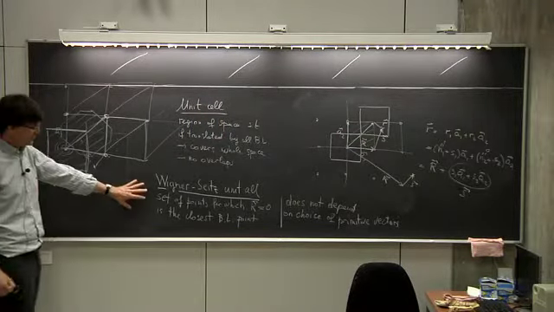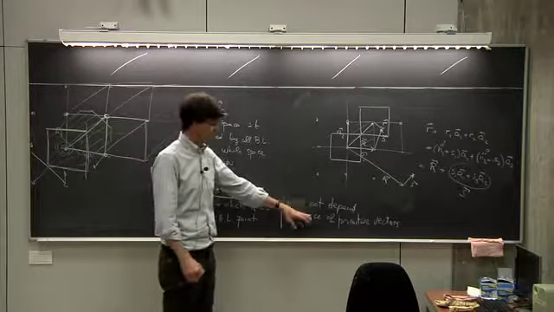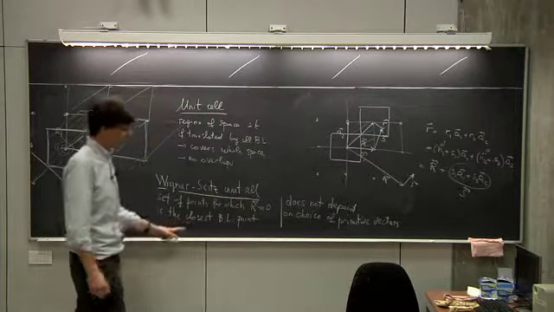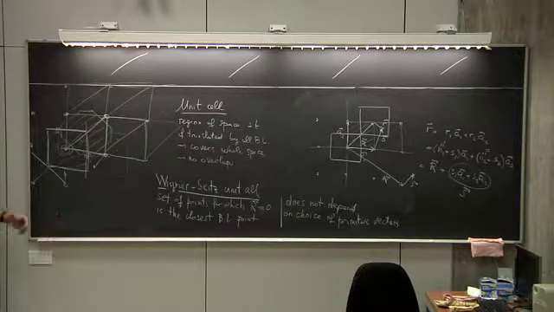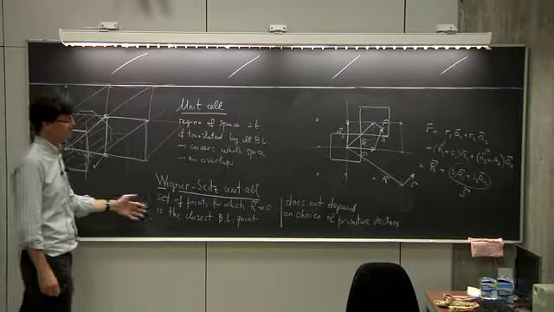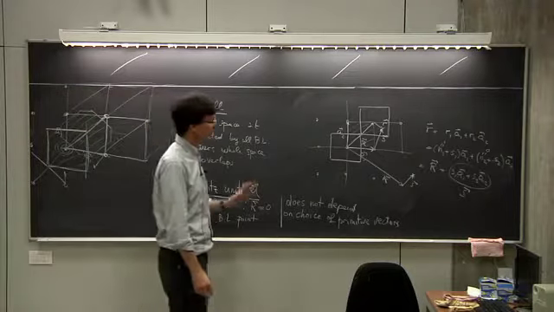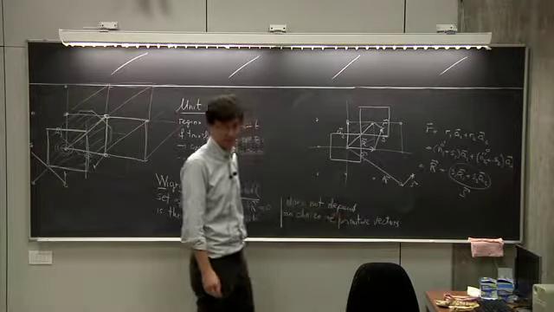And the beauty of this definition is that it does not depend on the choice of the primitive vectors. Nowhere here do I even specify the existence of the primitive vectors. I don't need to know what the primitive vectors are. There is a unique choice independent of what the primitive vectors are.